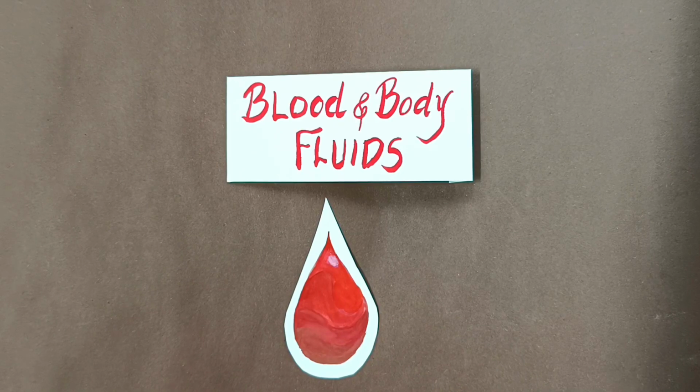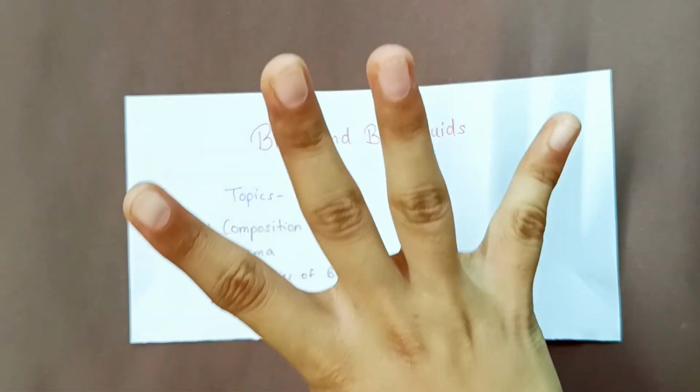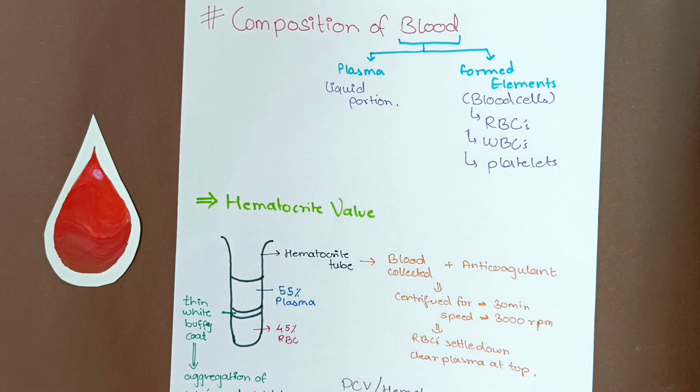Namaste. So, we are going to talk about blood and body fluids today. Today we are going to talk about four topics in this video: composition of blood, plasma, properties of blood, and function of blood. Amongst these topics, you'll get a lot of questions in Viva. Let's get into the first topic, which is composition of blood.